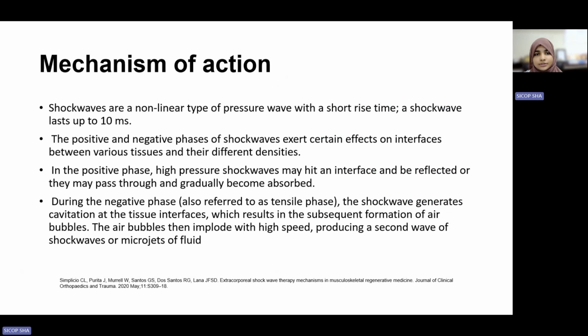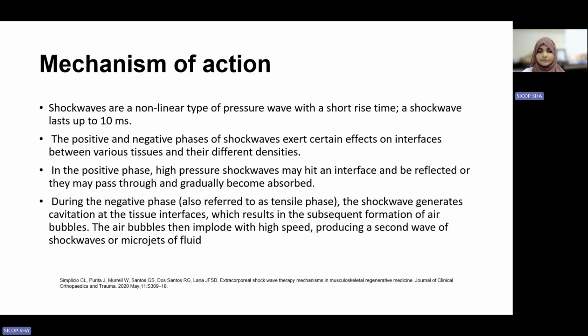Mechanism of action: the shock waves are basically non-linear pressure waves which have a short rise time lasting up to 10 microseconds, and there are two phases of shock waves: the positive phase and the negative phase. These two phases have an interface between various tissues that have different densities, because tissues like bone and muscle have different densities. In the positive phase, the higher pressure shock waves hit the interface, and that is reflected or refracted, and then gradually absorbed.